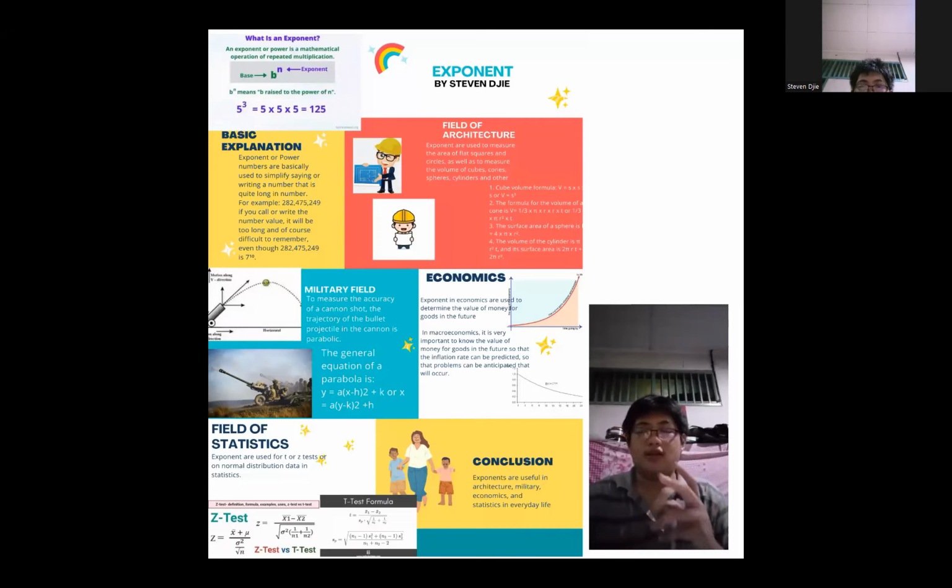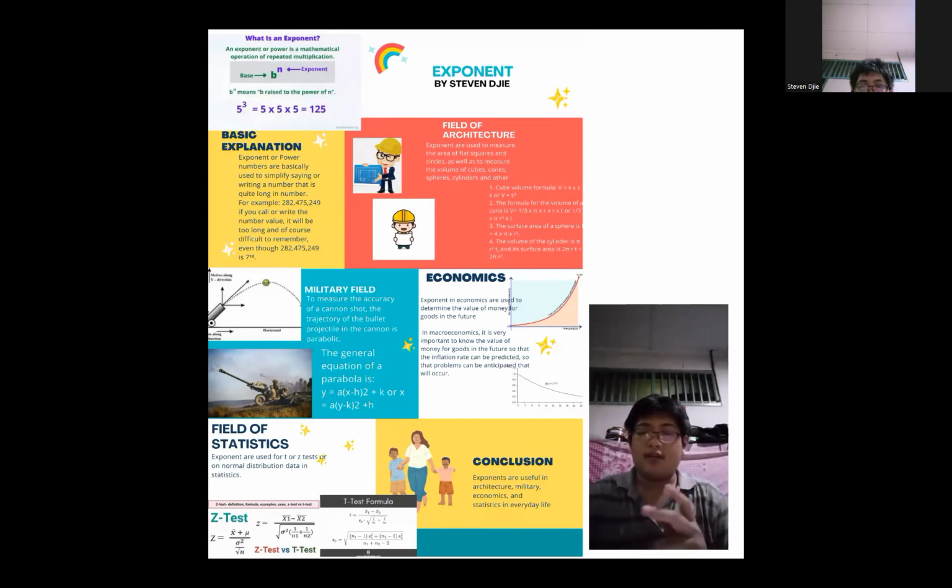Exponents are basically used to simplify saying or writing a number that is quite long. For example, you can see the number below. If the value of the number is called or written, it will be too long and of course difficult to remember. Even though it's so long, you can just write it as 7 to the power of 10. Isn't that simple?